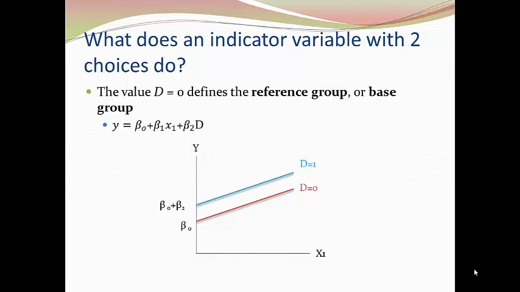So there's two choices. D can take a value of 0 or 1. We're going to call 0 the reference group or base group. So for a male versus female dummy variable, if we call that males and say male is 1, then the reference group would be females, in which case the dummy variable would be 0.